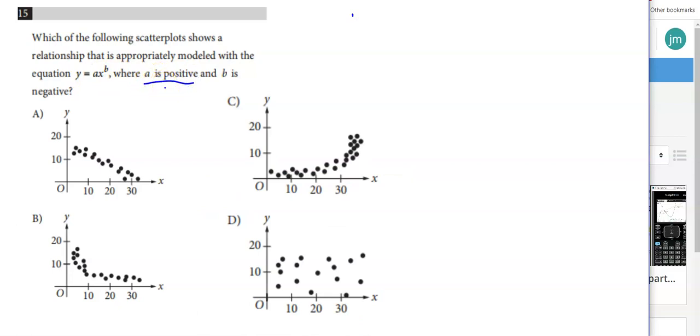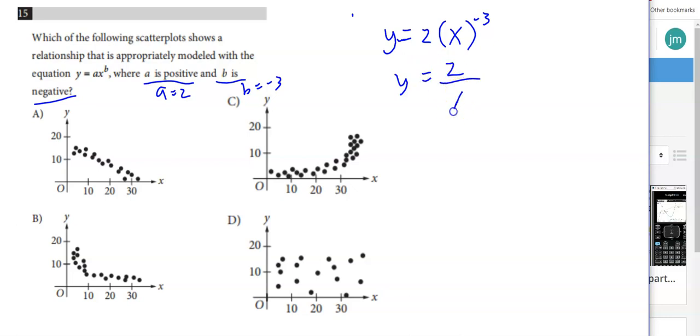So A is positive, I might say A is 2, and let's just say B is negative. Let's say B is negative 3. So my equation would be, I just like to put numbers in there, y equals A, which is 2, times x to the power of negative 3. Okay, so this would be y equals 2 over x to the third, if you think about it that way. So as x gets bigger, the graph is going to get smaller because the denominator gets bigger, which means the fraction gets smaller. So I don't like this graph.